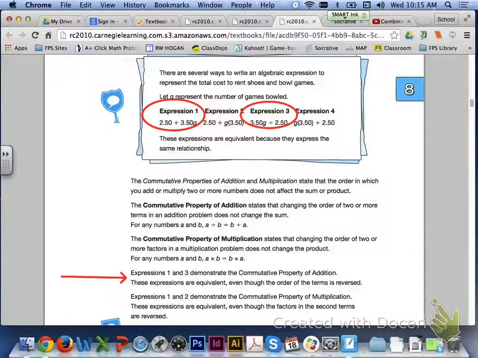Expressions 1 and 3 demonstrate the commutative property of addition. These expressions are equivalent even though the order of the terms is reversed. Expressions 1 and 2 demonstrate the commutative property of multiplication. These expressions are equivalent even though the factors in the second terms are reversed.